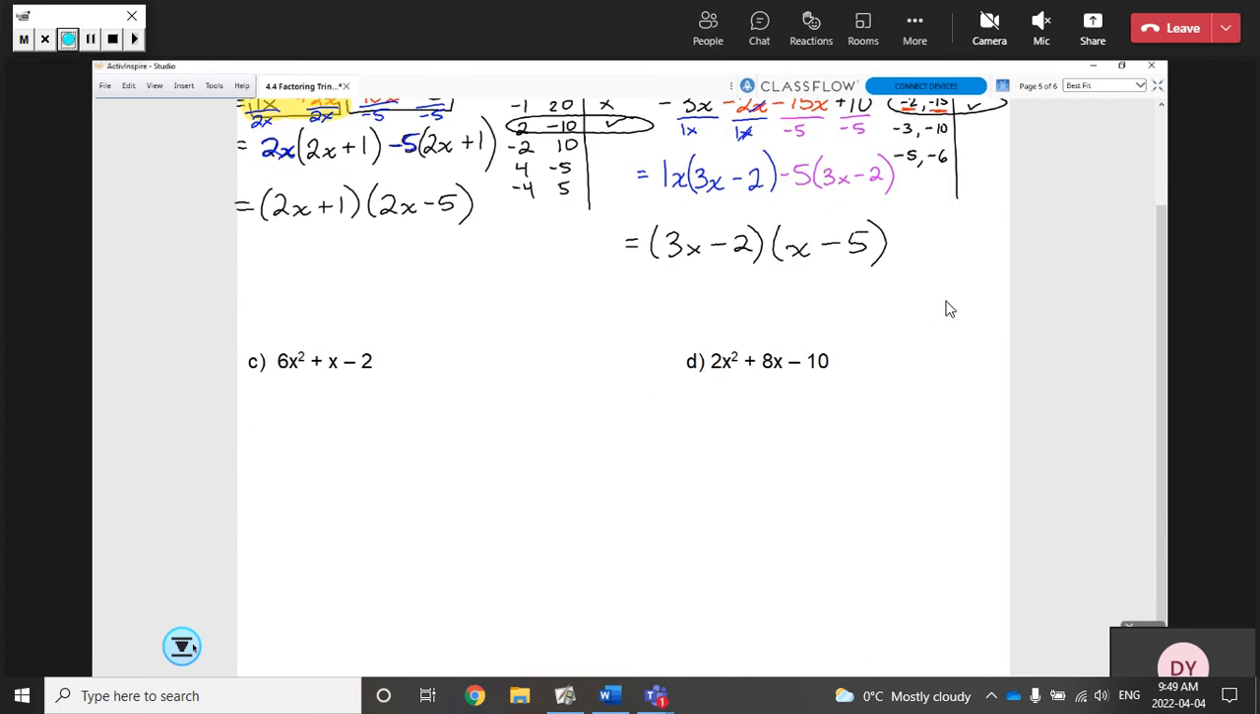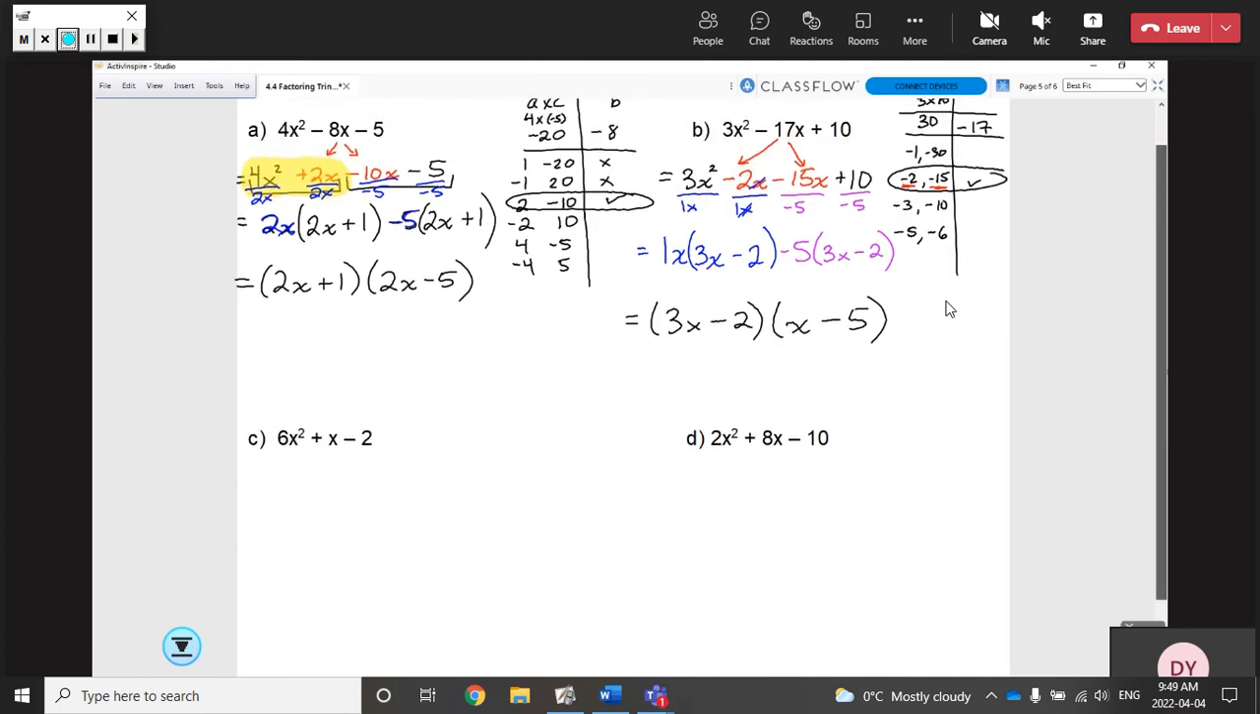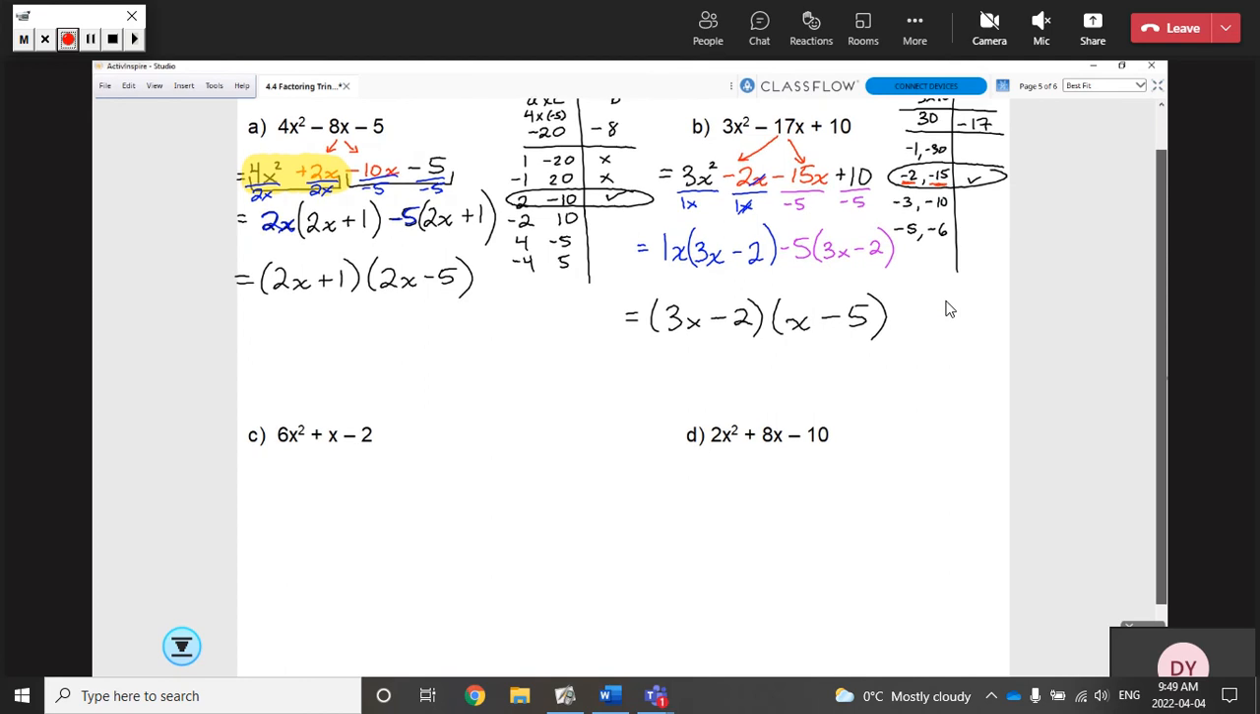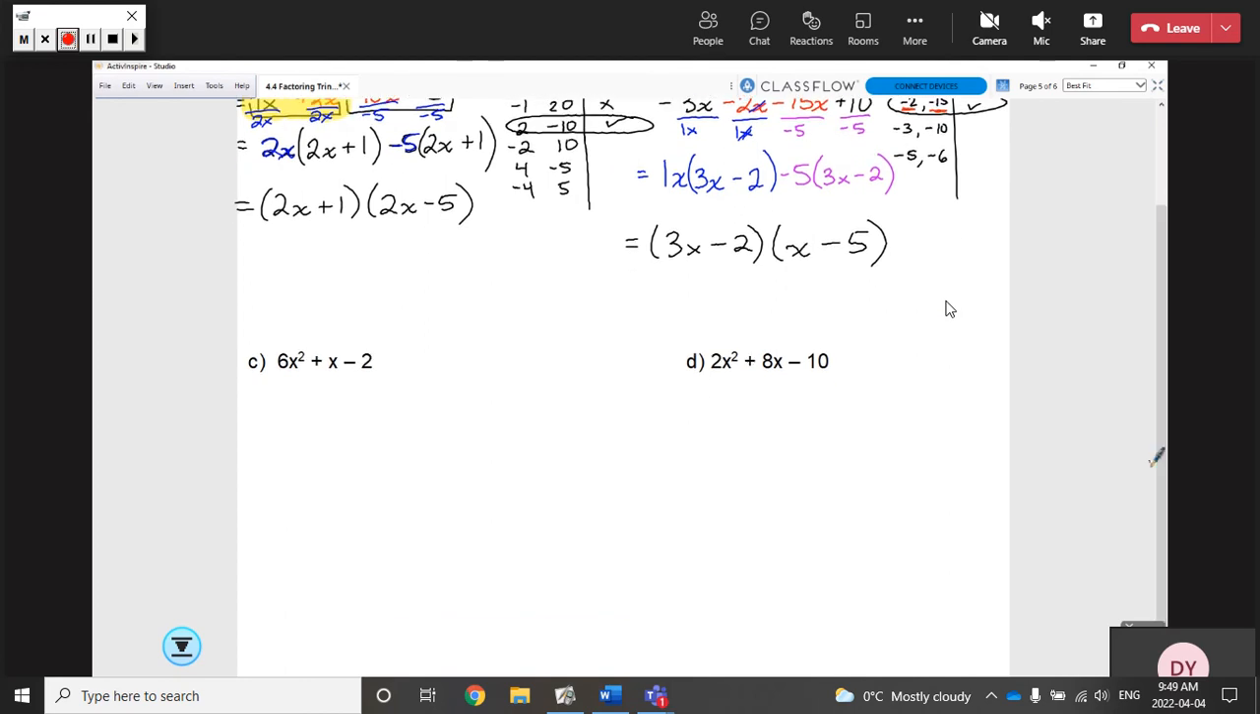Folks, questions? Questions about that second one there? B? So far, so good? Yeah? Okay. Okay, let's try this one. 6x squared plus x minus 2. So we're multiplying to a times c, which is really 6 times negative 2, which is negative 12. And then our b value. What's our b value? Is there even one there? It's just 1. Yeah. It would be positive 1.